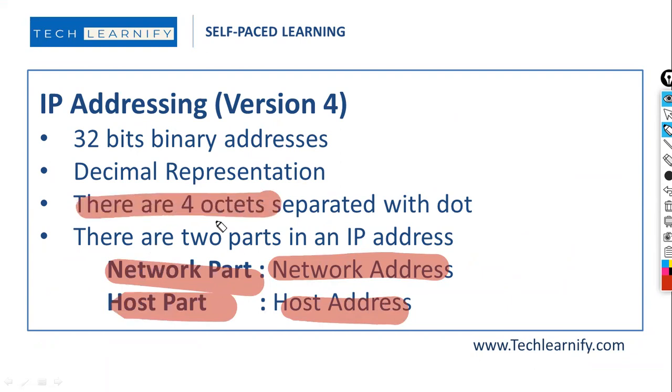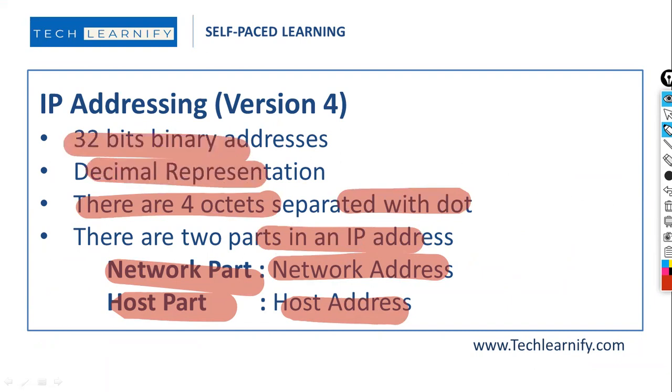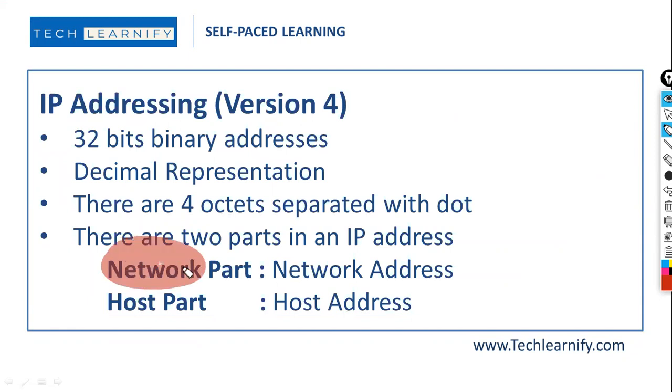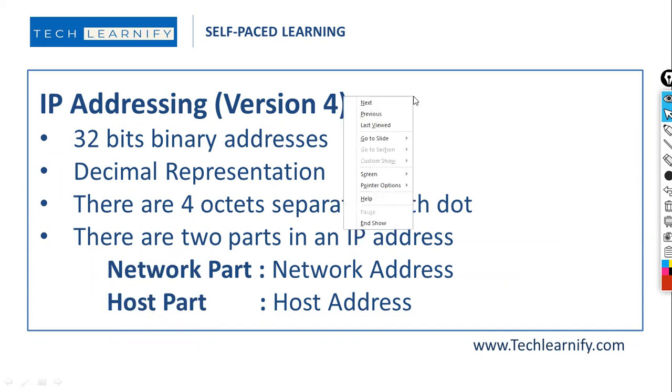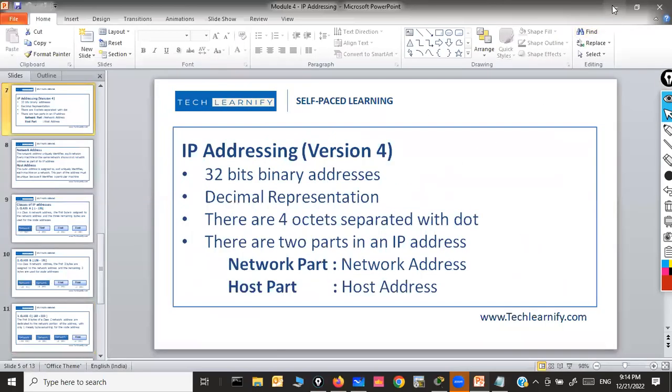As I mentioned, there are 4 octets separated with dots. There are 2 parts in the IP address, decimal representation, 32 bits. But let's first understand what is network and host. Very, very important, right? Network and host.